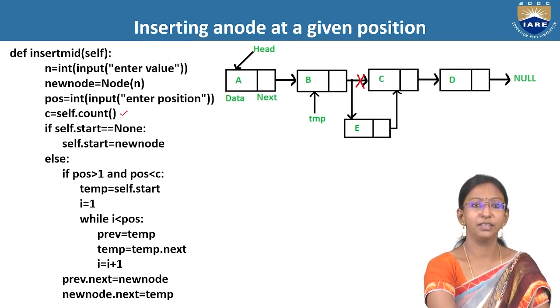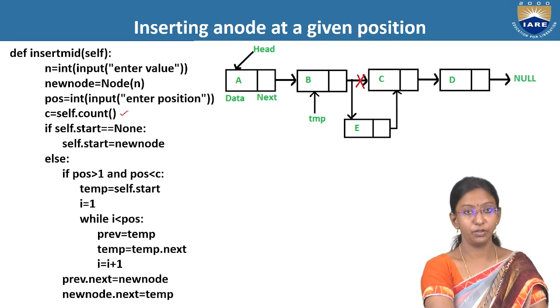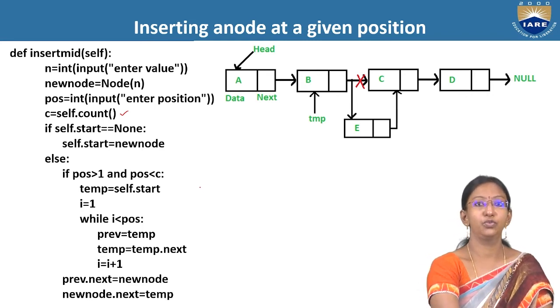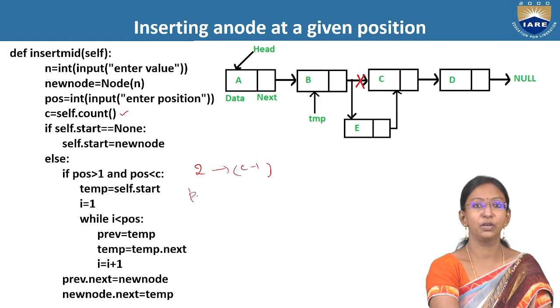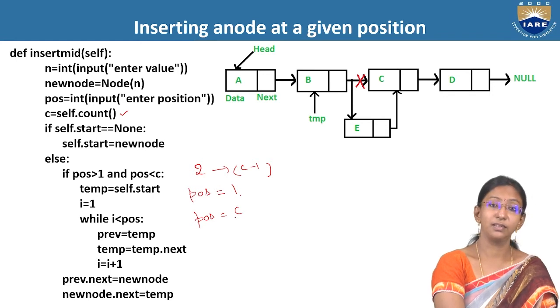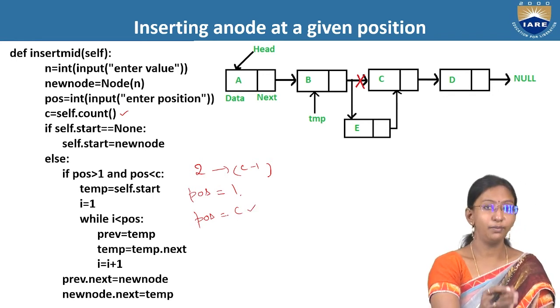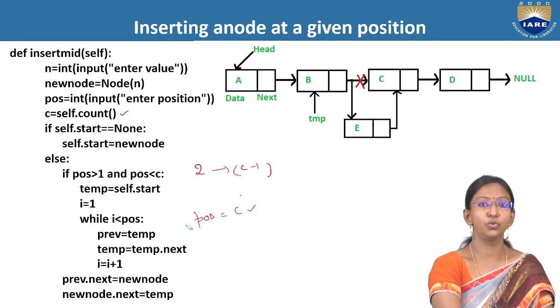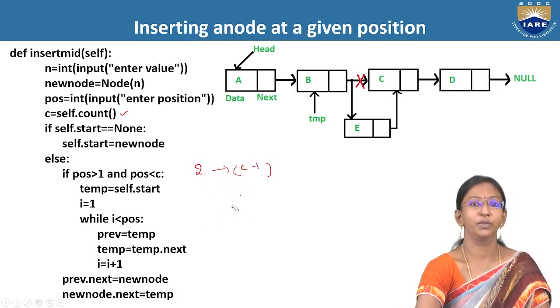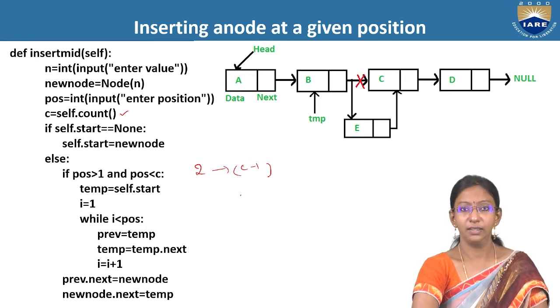Initially, I'm going to check whether the list is empty or not. If it is empty, then the new node will be the first node. Else, I have to check whether the position which I have read is between 2 and C minus 1, including them. Because if position is equal to 1, it means that I'm trying to insert an element as the first element which is already covered. And if the position is C, then I'm trying to insert element at the last, that is at the tail. Even this is covered. So I want a position which is between 2 and C minus 1, including them, right? Only in that case, I can insert.